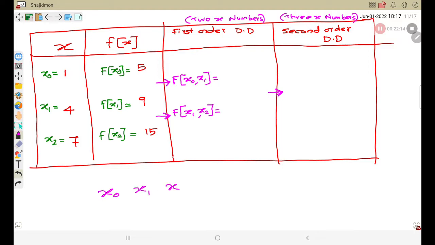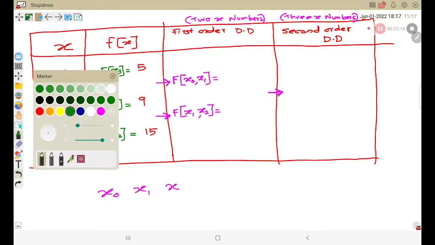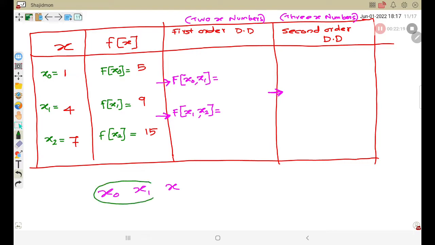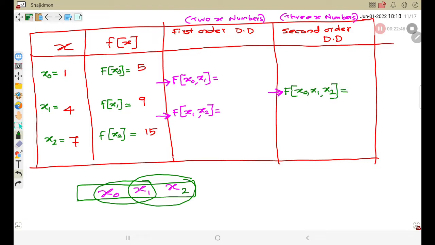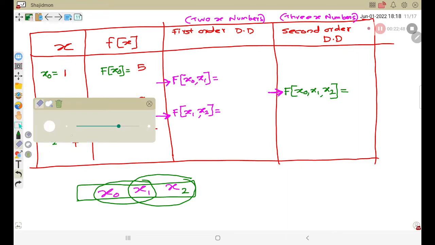What are the three x numbers? x0, x1, x2. First we calculate the divided difference with the two numbers x0, x1. That is the first one, f of x0 comma x1. After that f of x1 comma x2. Then the second order divided difference, taking all three numbers, f of x0 comma x1 comma x2, we calculate here. So we will start the calculation one by one.